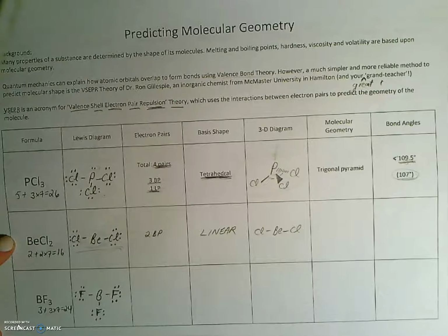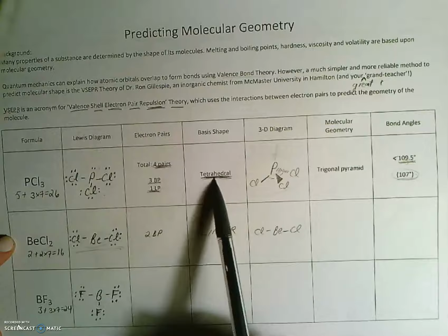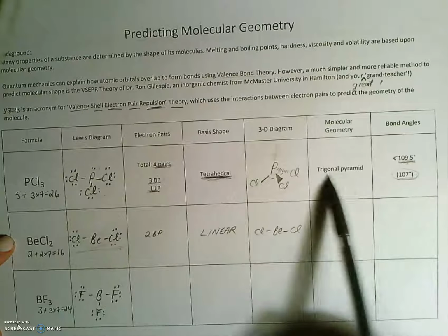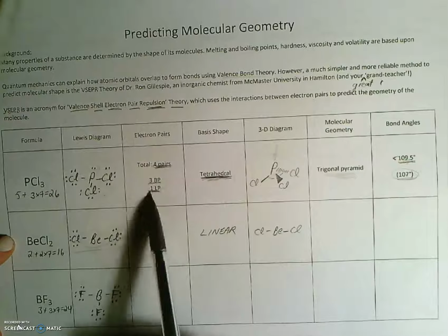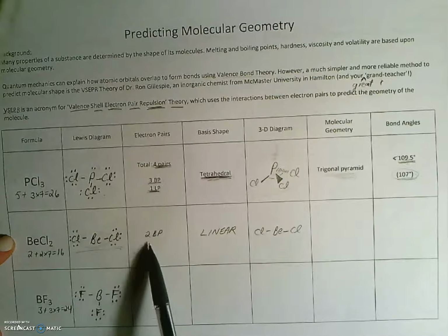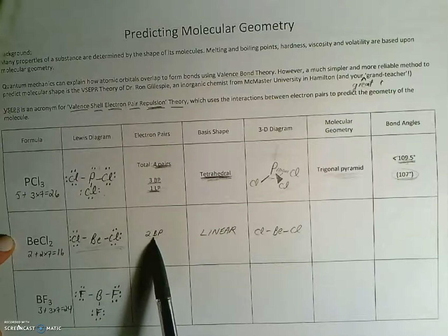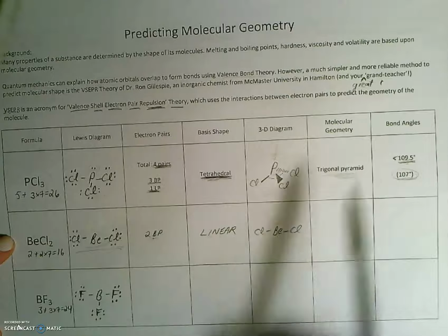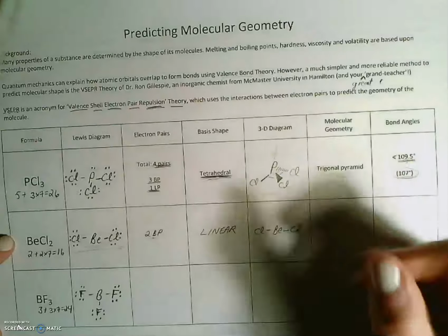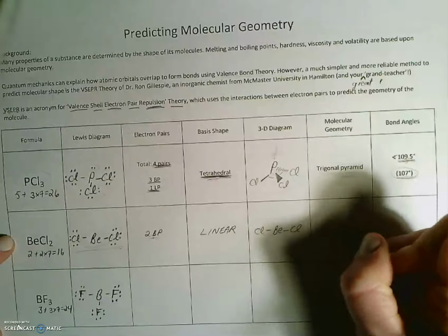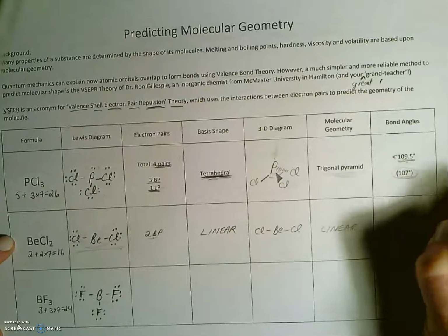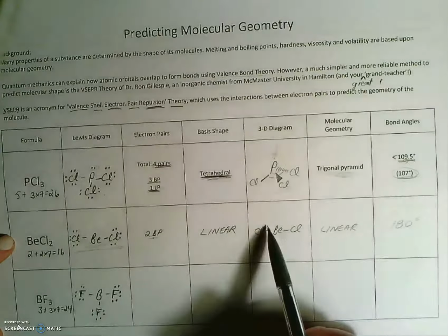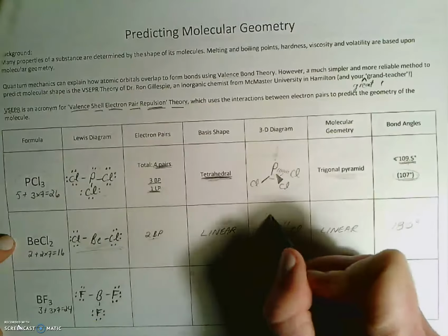Now for the molecular geometry, you'll notice that in the example we did before, the basic shape was tetrahedral, but then we had a more specific molecular geometry based on the fact that there was a lone pair. In the case where there are no lone pairs, like we're seeing in this example, the molecular geometry matches the basic shape. So I can write the same word right here. And hopefully you know that when you have a straight line, that's 180 degrees. So the bond angle here is 180 degrees.